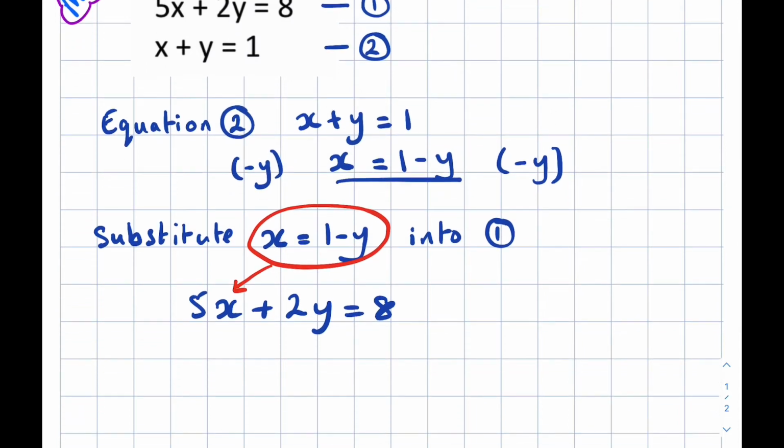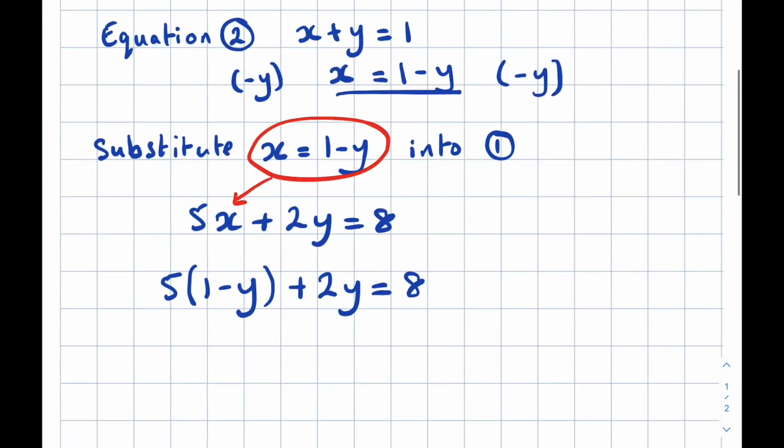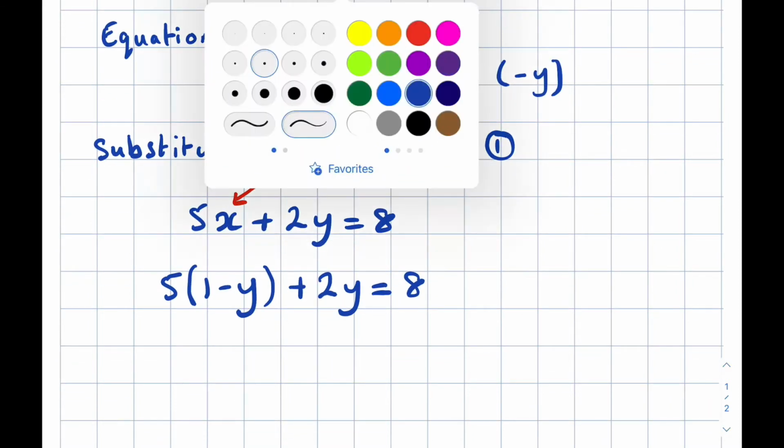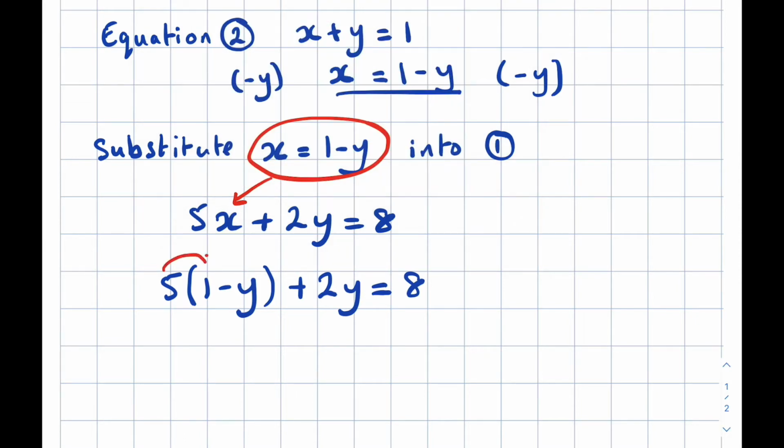We've got 5, and in place of the x it's going to be bracket 1 minus y, because it's 5 times x, so it'll be 5 times (1 minus y) plus 2y equals 8. Let's simplify this equation. Let's get rid of the brackets first by expanding. 5 times 1 and 5 times a negative y. 5 times 1 is 5. 5 times negative y is a negative 5y. We've still got the plus 2y and we've still got the equals 8.